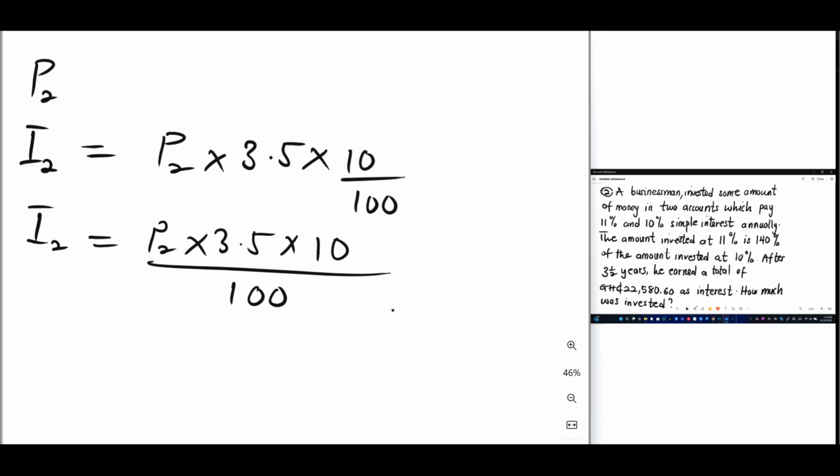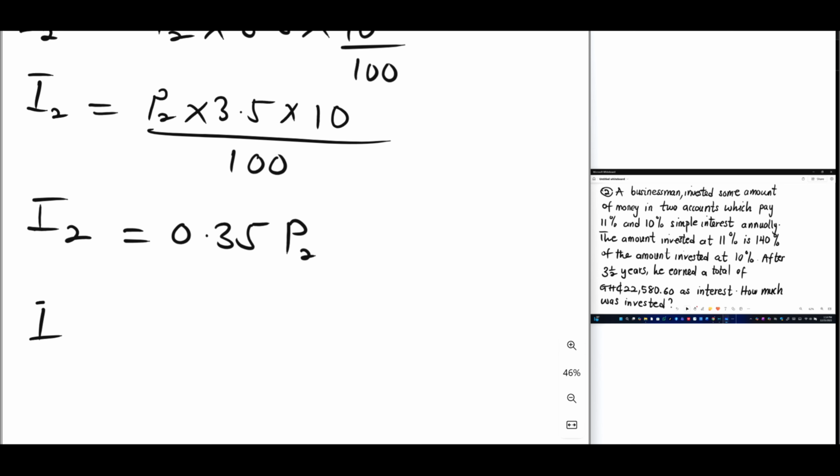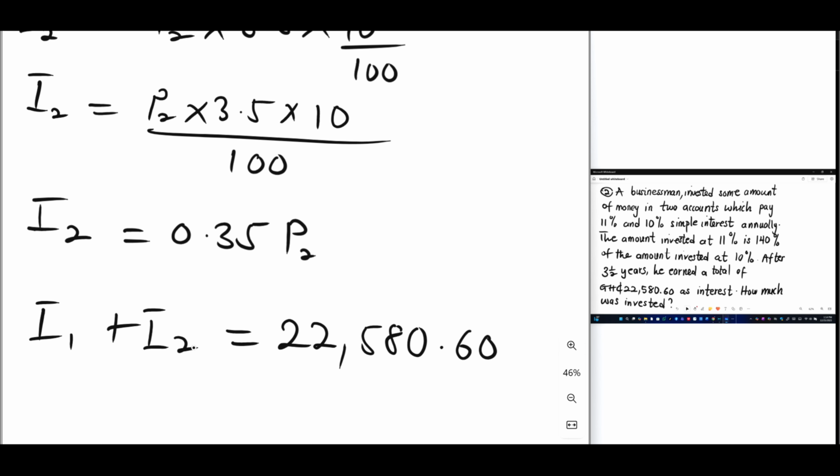So we are just calculating the simple interest that has been earned on the second principal. We have 3.5 times 10, which will give us 35. Then we divide it by 100. Then the result times P2. So we have the second interest to be 0.35 P2. Now, it is stated that the total interest, that is interest 1 plus interest 2, is 22,580 cedis and 60 pesewas.